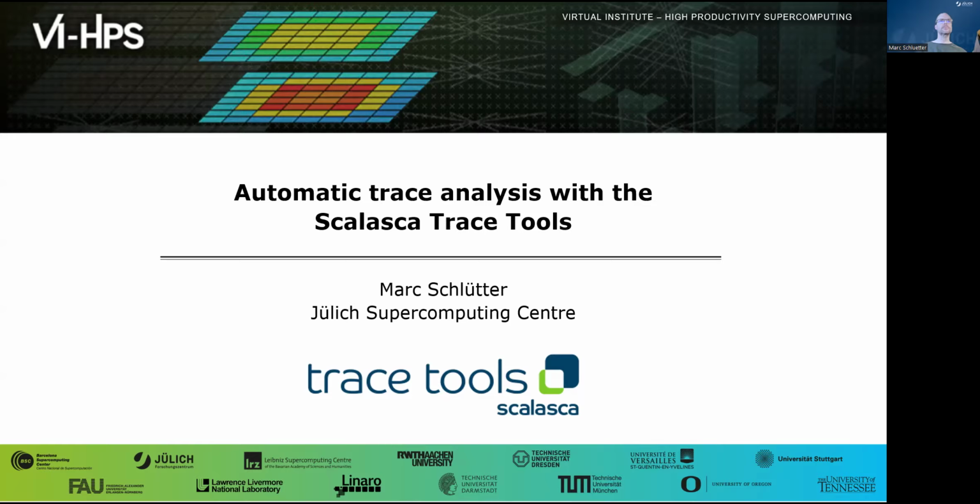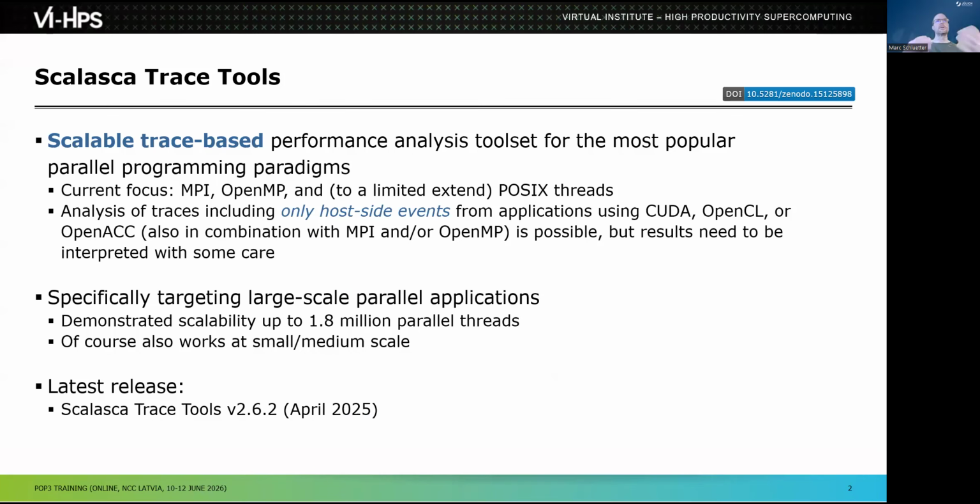capabilities for now. Basically, it's a performance toolset for the most popular parallel programming paradigms. Our current focus is MPI and OpenMP. We have support for POSIX threads to a certain degree, but the GPU side of things is currently limited to the host side events. And there's some care to be taken if you want to do measurements on that side. It's a work in progress, and at some point we hope to have full support for GPUs also in there.